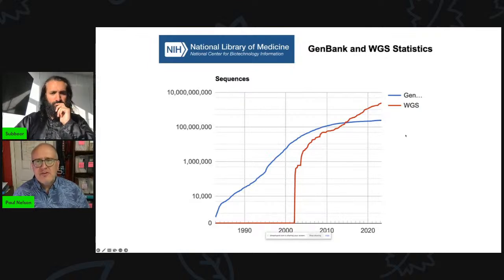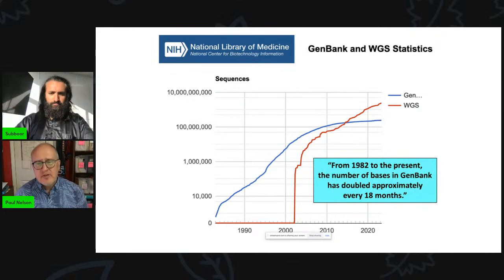There are two lines here. One is gene sequences, that's the blue line. The red line are whole genome shotgun sequences, so these would be complete genomes. And you'll see a big jump here as this technology of sequencing became practical and the data began to pour in. But keep in mind the point of this figure is the y-axis and the fact that it is a log scale. So we have an explosive growth.